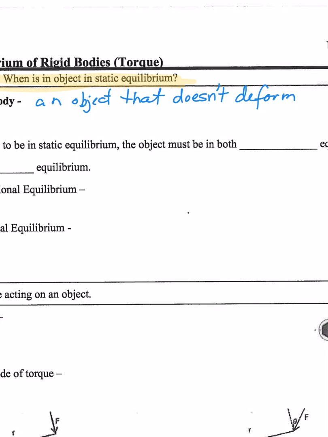So for a rigid body to be in static equilibrium, the object must be in both translational equilibrium and rotational equilibrium. Do you know what that means? What does it mean for something to translate? In physics terms, what does it mean to translate versus to rotate? To move how? Moving linearly, side to side or up and down. What does rotational mean? To turn on an axis, around an axis, right?